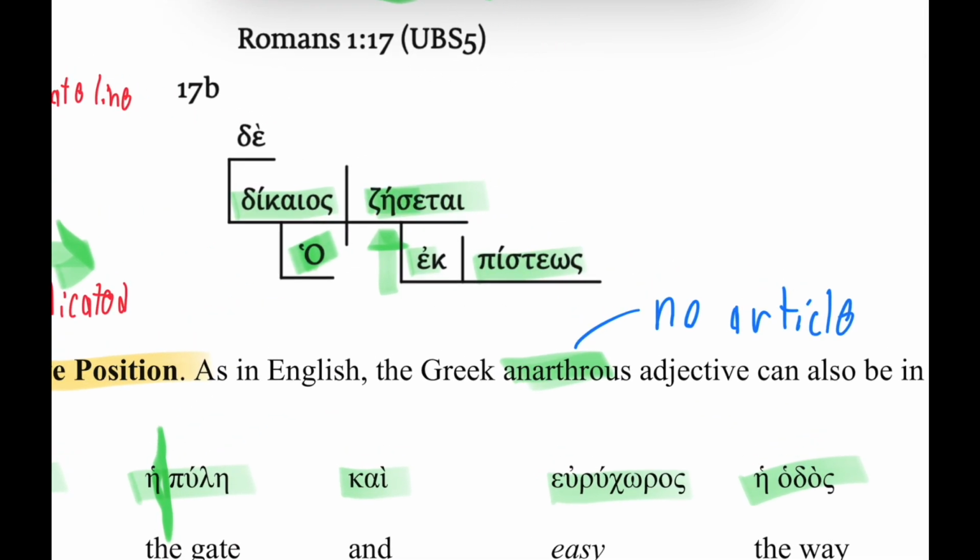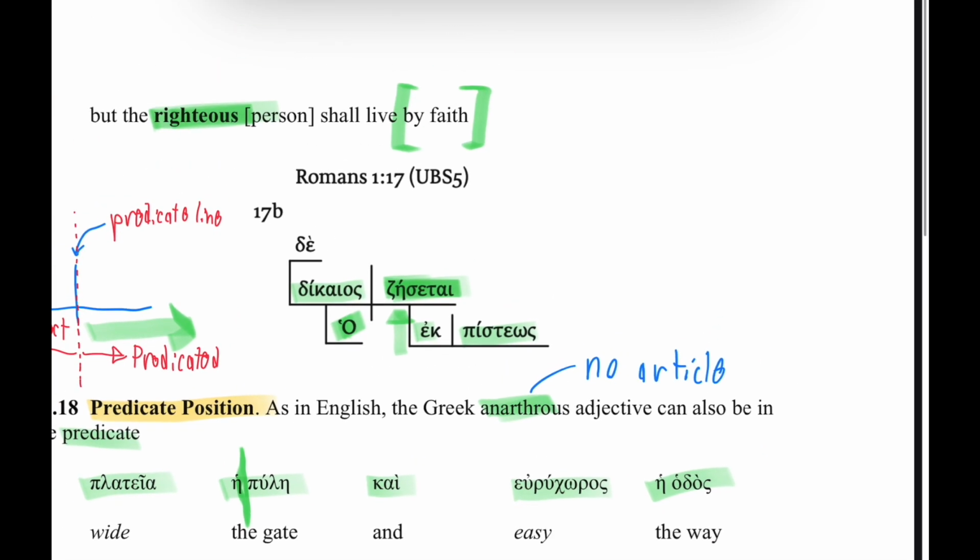Here we have live, zeisetai, but then we have ek pisteos. So here we know that ek pisteos, by faith, is modifying live. And live is a verb, which makes this an adverb. The whole phrase together is functioning as an adverb. So that's going to be shown in a diagram by having it directly underneath the verb.